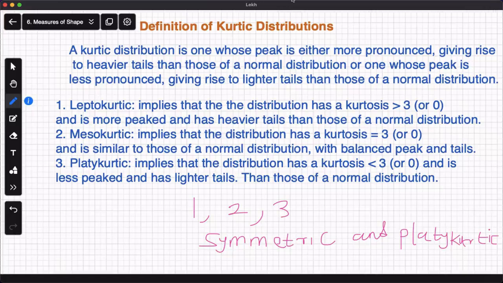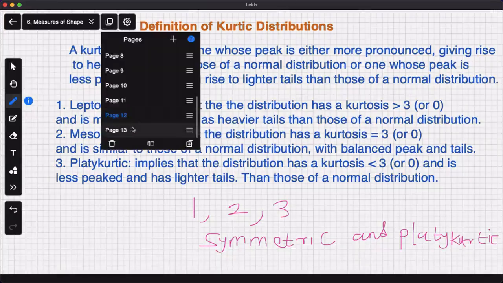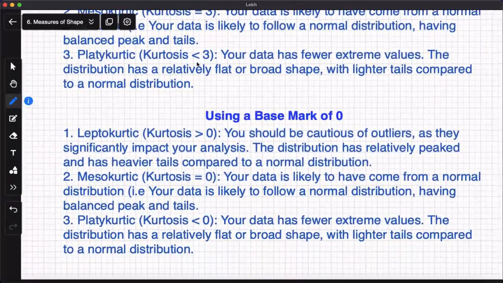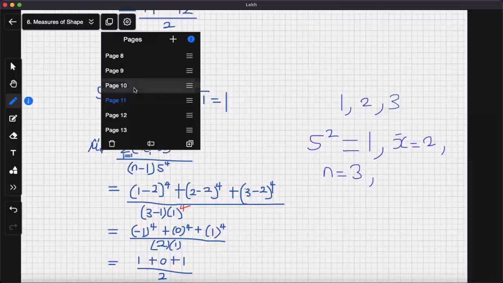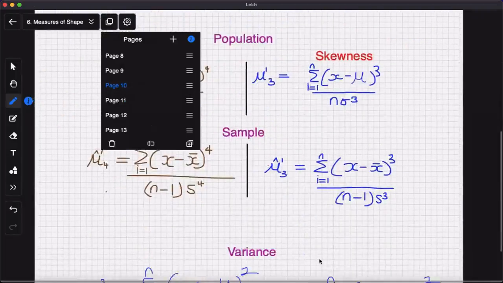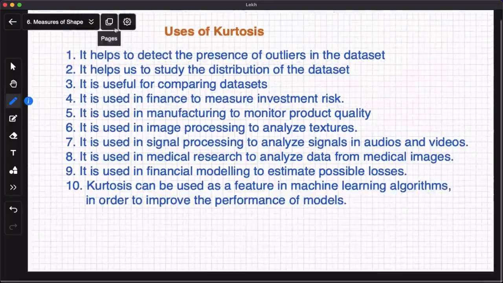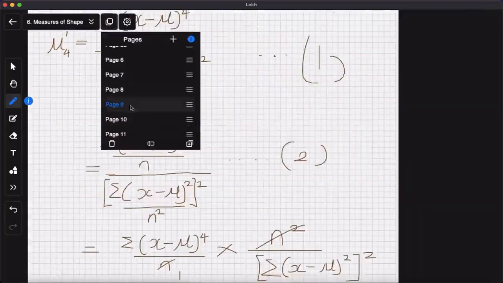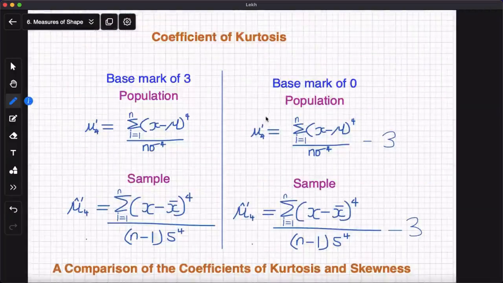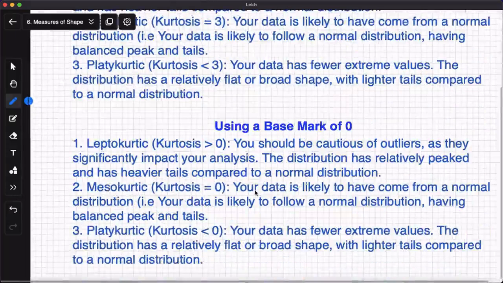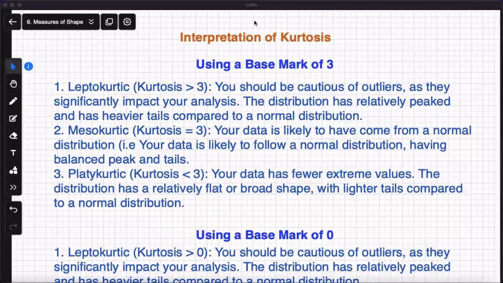So if you are using a base mark of 0, coming from the formulas by the right that I showed earlier on, then you will have to use this interpretation. So that being said, we have come to the end of this lesson. Thank you.